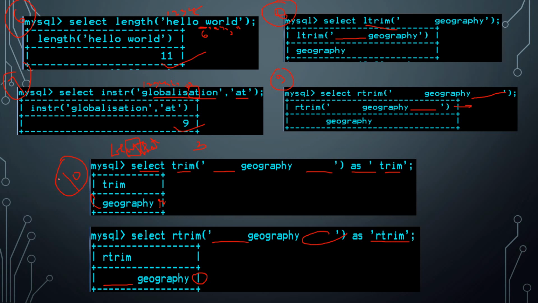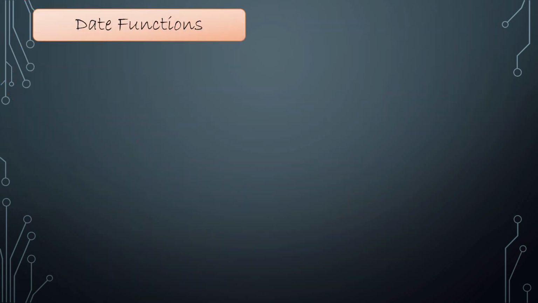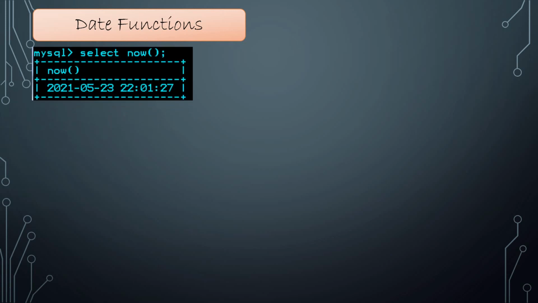Now moving on towards our next functions, that are date functions. Date functions basically work on date or time, and in our syllabus we have a few date functions, of which the first one is now. Now means current date and time. So you can see when I run that function, now it gives me 23rd May 2021. That means now will always give us date plus time.